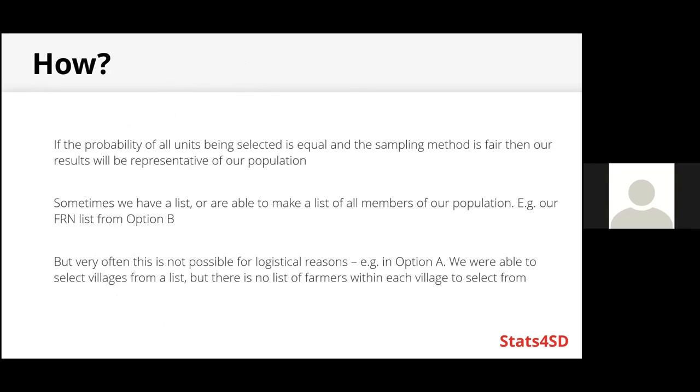So sometimes we might have this list that we can pick from, or this list that we can code, come up with our complicated R code to pull out the random units that we want to select from. But often we don't have this list that we can just pull names out of, or that we can write the code on, like in option A. So what do we do in this case?